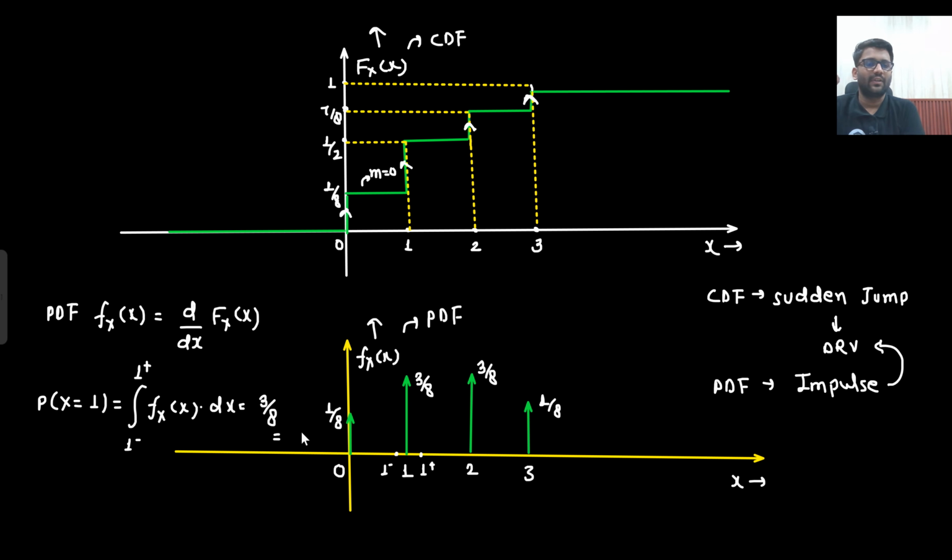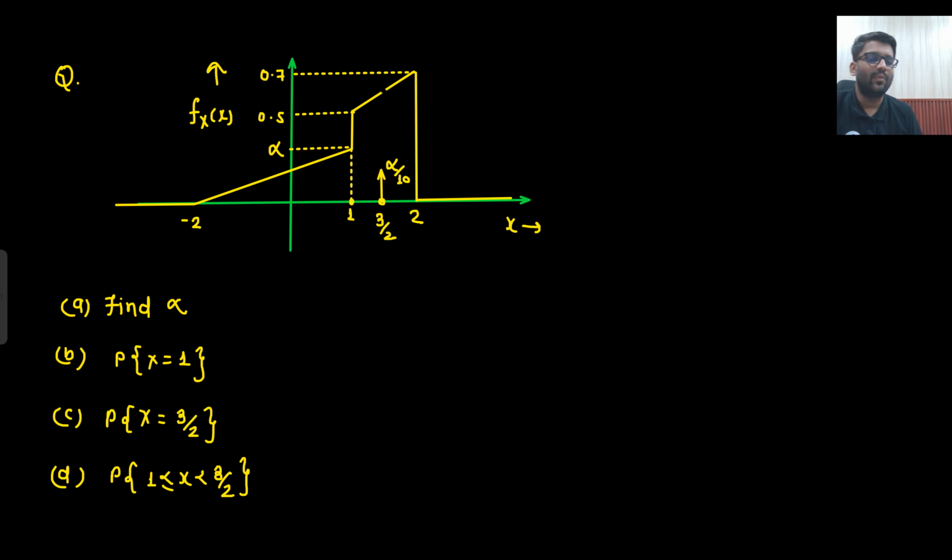Are you able to understand this point? Right? So probability at a point is non-zero for a discrete random variable. This is a discrete random variable. But if it was a continuous random variable, then the probability at a point would be 0 only. We will see an example. It will be more clear to you.